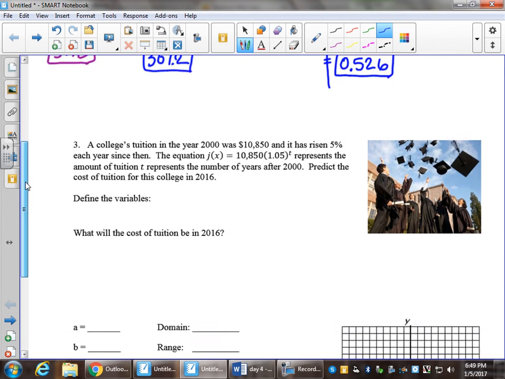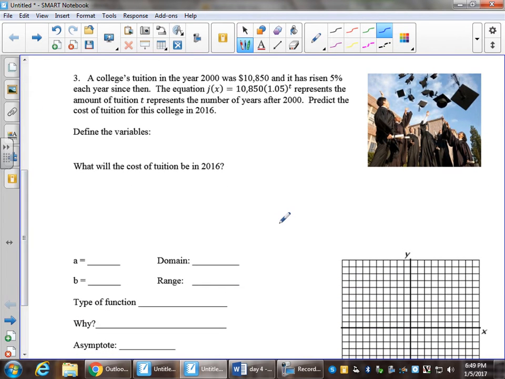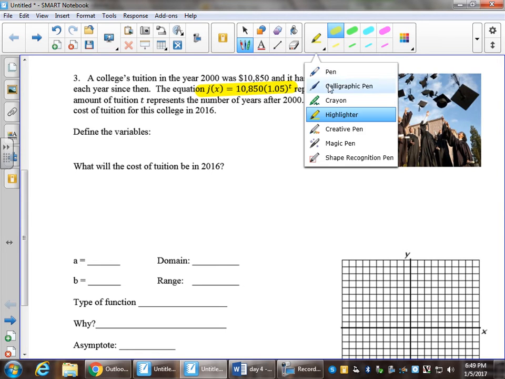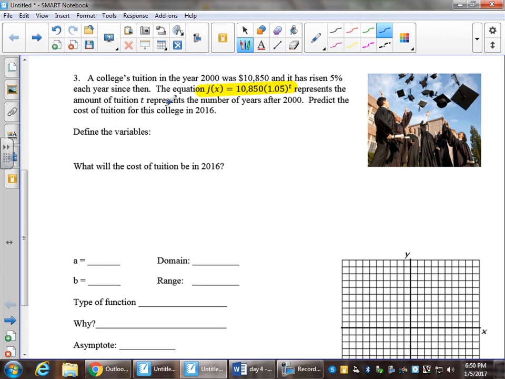Numbers 3 and 4 were real-world questions. A college's tuition in the year 2000 was $10,850, and it has risen 5% each year since then. The equation, j of t, so as soon as I see that I have an equation, I'm going to highlight it, represents the amount of tuition, t, a defined variable, I will underline that. The function represents the amount of tuition, and then t represents the number of years after 2000. Predict the cost of tuition for this college in 2016.